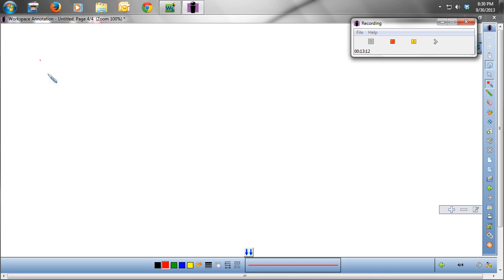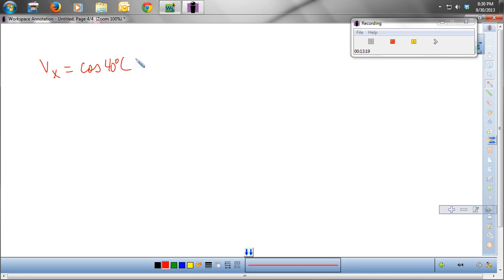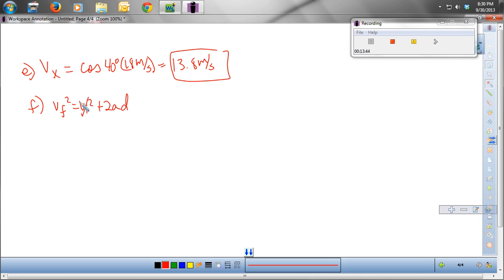Alright, well, I lost that page, so I got to go back and calculate Vx now, and it's the cosine of my 40 degrees times my 18 meters per second. Sorry about that. And that gave me my 13.8. And that was the answer to E. And then F said, what is the speed for the vertical when it reaches the ground? So VF squared equals VI squared plus 2AD. Well, VI is 0 because I'm looking at it falling from the very top. So that's 2 times 9.8.